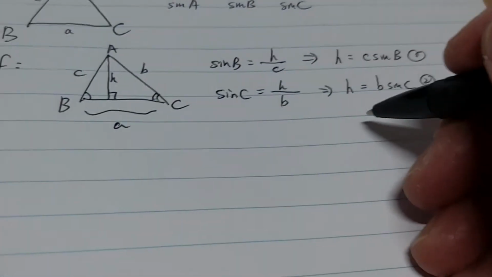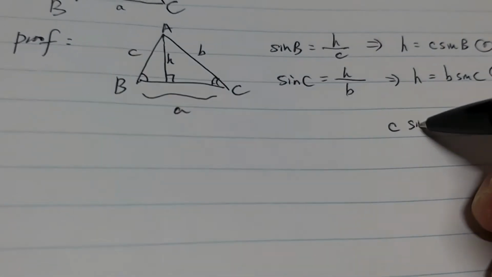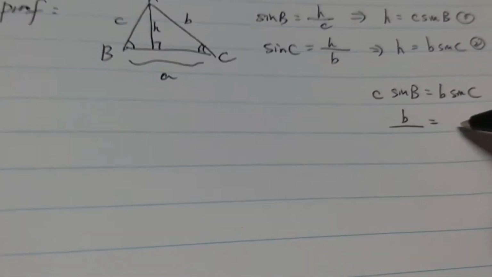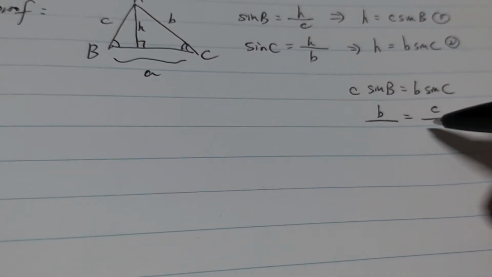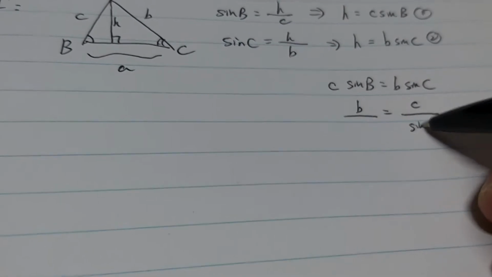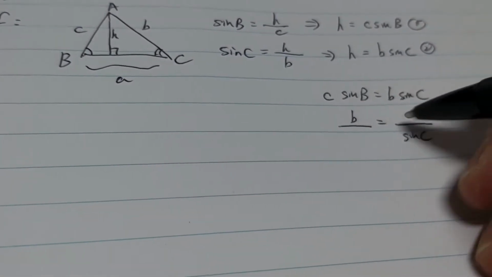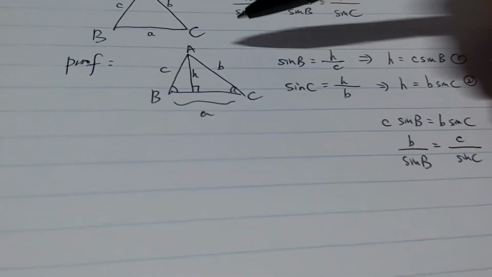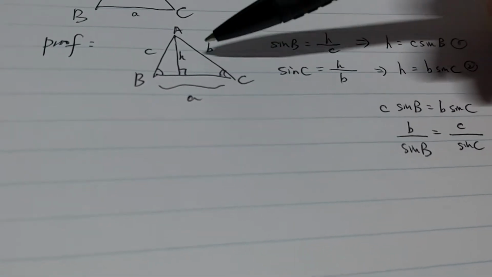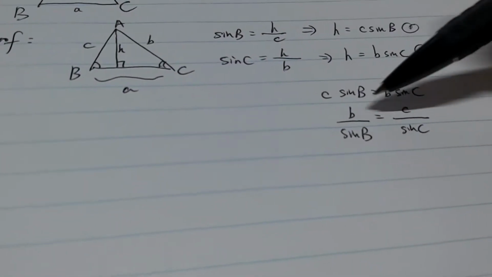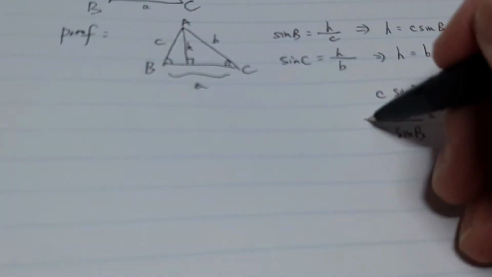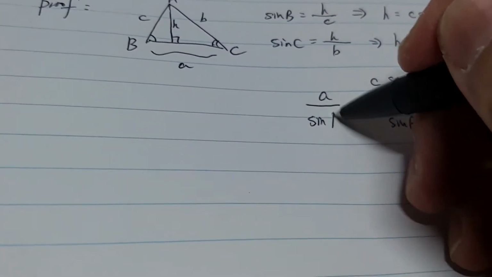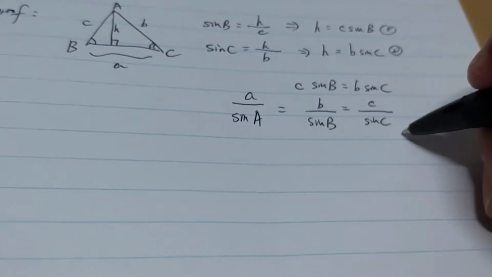Combining these two equations together, we have c sine B equals b sine C. Therefore, b times sine C, so here is sine C; c times sine B, so this one must be sine B. By exchanging the sides, we can easily get a and b. So altogether, we can solve all these, and the result is a over sine A. That is the proof.